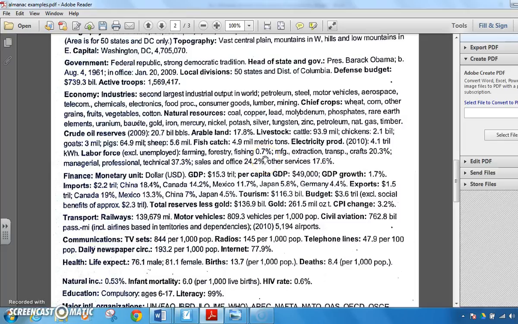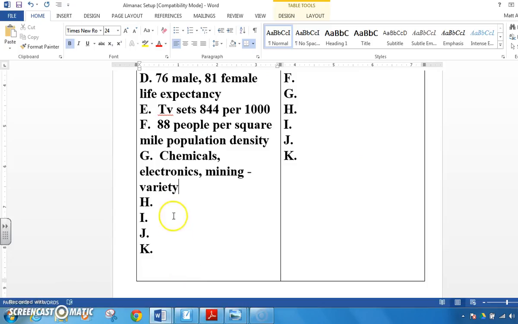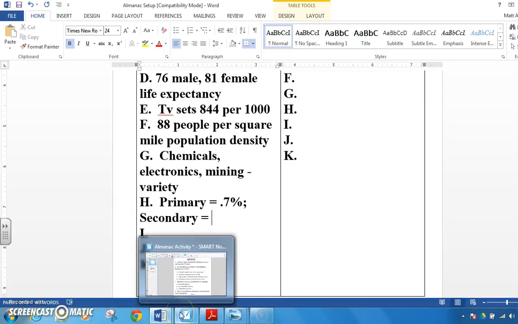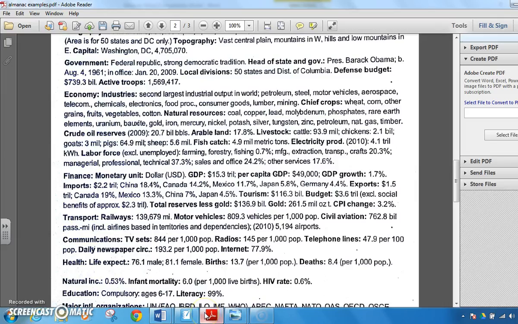0.7. So think back to your definitions last class block. This would be primary. So I'm going to put 0.7 for primary here. So primary equals 0.7% of the economy. Now, you're probably like, okay, Bajan, I got this. We're probably going to also need to do the secondary industries that are here. Well, let's figure out the secondaries here.